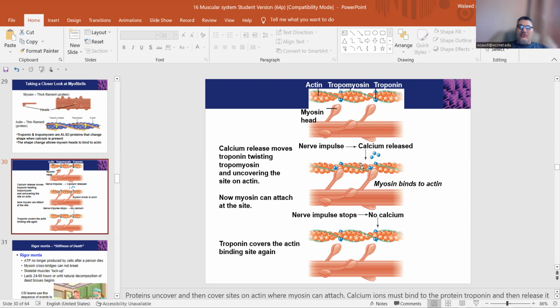It activates tropomyosin to move the troponin away from the active sites. What if I don't have calcium? Tropomyosin will not move troponin away from the active sites. So the heads of the myosin cannot interact with the active sites of actin. No contraction. That's it.